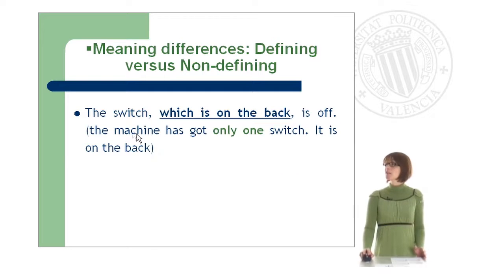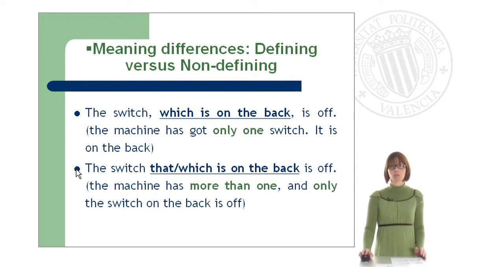In the first sentence, the switch, which is on the back, is off. Presumably, the machine has got only one switch, and this switch is on the back. So, the non-defining relative clause is just giving extra information. In the second sentence, the switch that is on the back is off. The machine has more than one, and only the switch on the back is off. So, again, we need this clause, that is on the back, to identify the switch we are talking about.